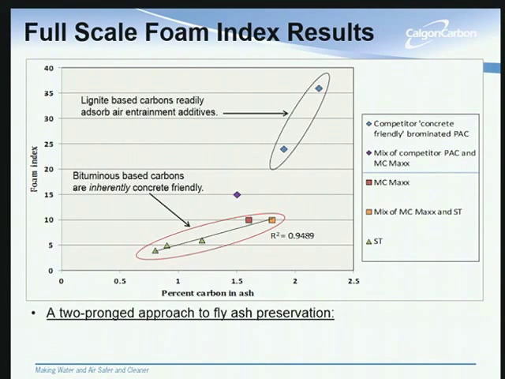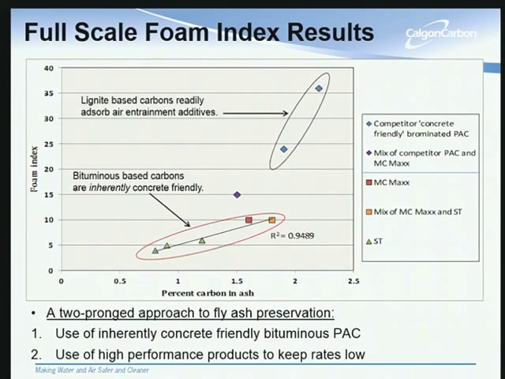And furthermore, you'll see that down here, there's less carbon in ash versus the lignite pack samples. That's because those products required less product. They were higher performance products. And so, as we like to put it, we have really a two-pronged approach when it comes to fly ash preservation. Number one, that is, you use a bituminous-based pack that's inherently concrete-friendly. But number two, you use a product that really kicks butt and that requires far less or far lower feed rates in the first place.